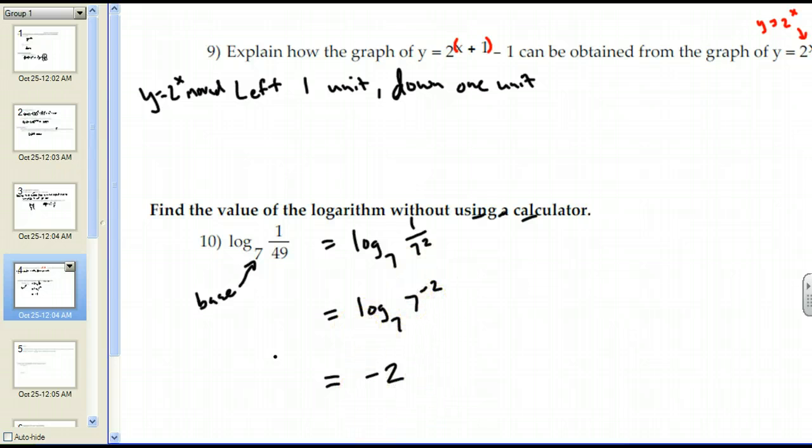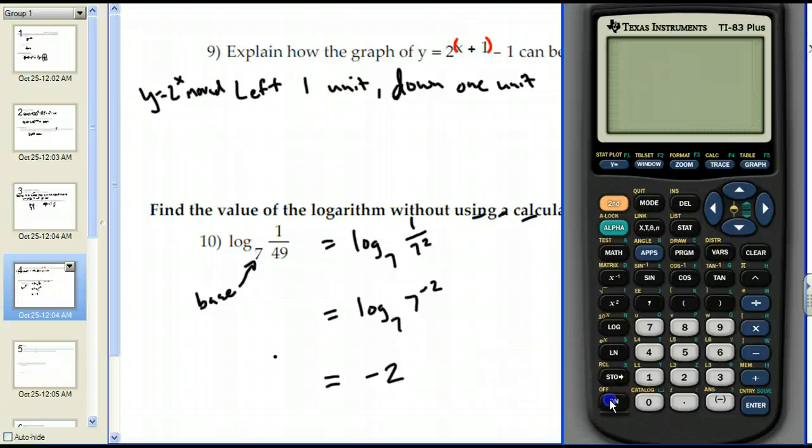Notice also you can use the change of base formula here, which says give me the log of the original input, which is 7 to the -2 power, and divide that by the log of the original base, which is 7. That will give you the answer as well if you use the change of base formula.